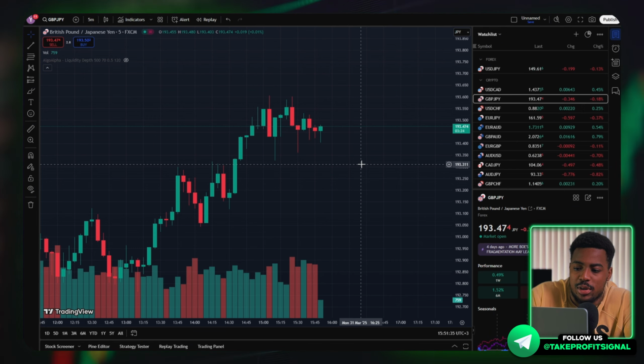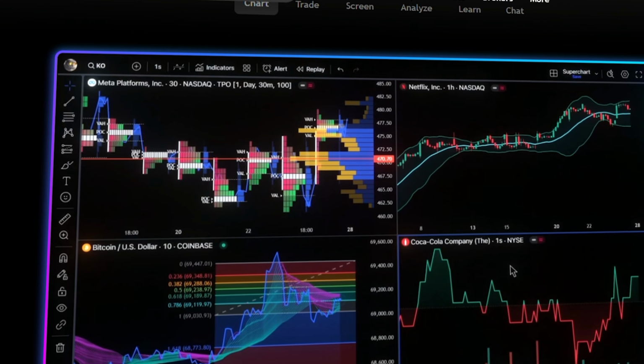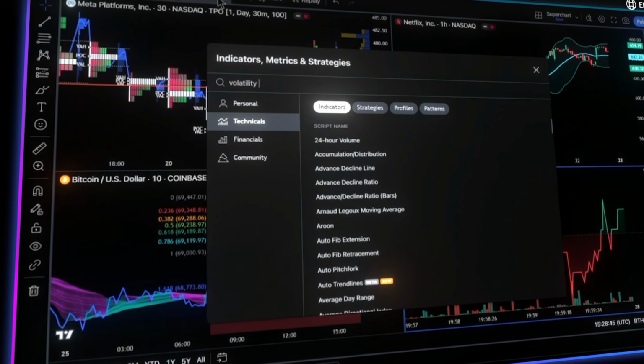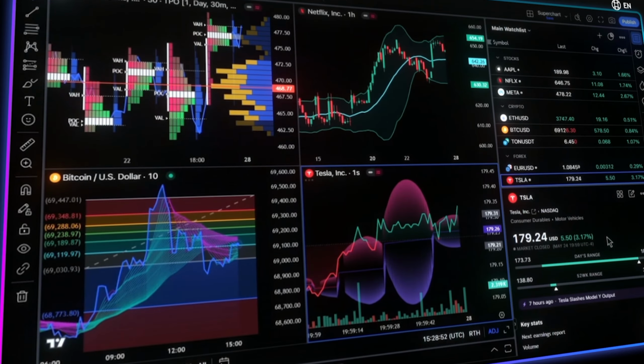So I switched to the TradingView platform. This is the largest chart analysis platform with a huge number of traders using it. Here you will need to either register or log in to your account.